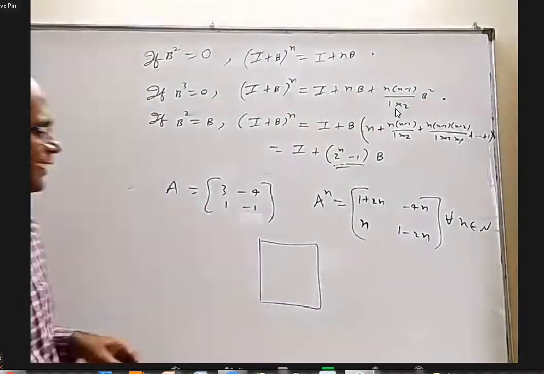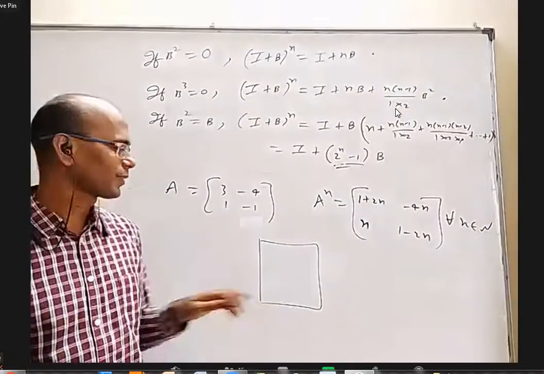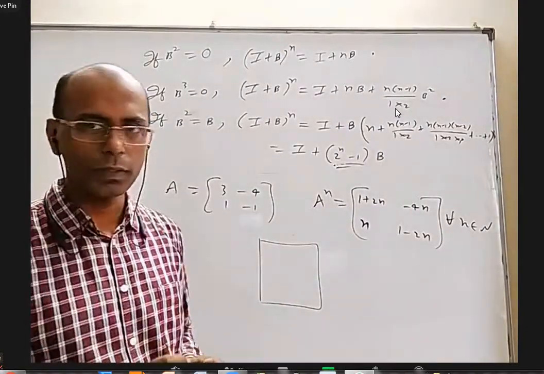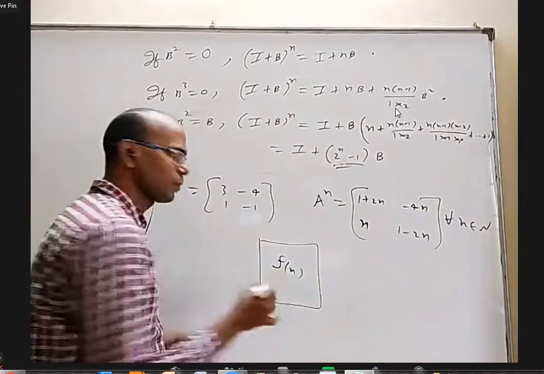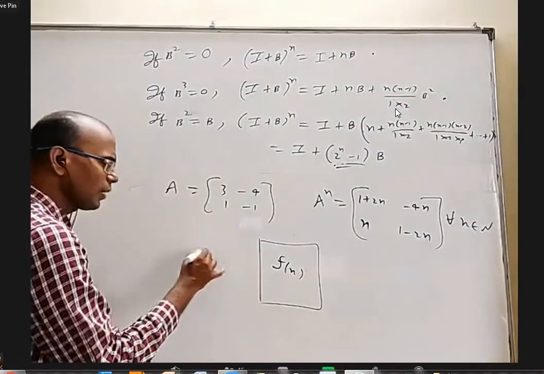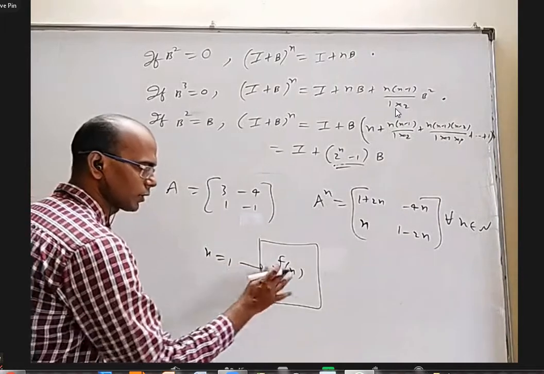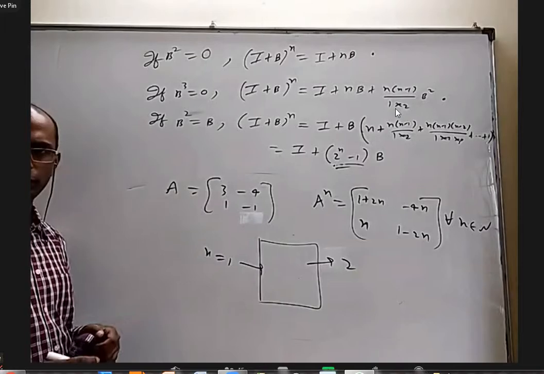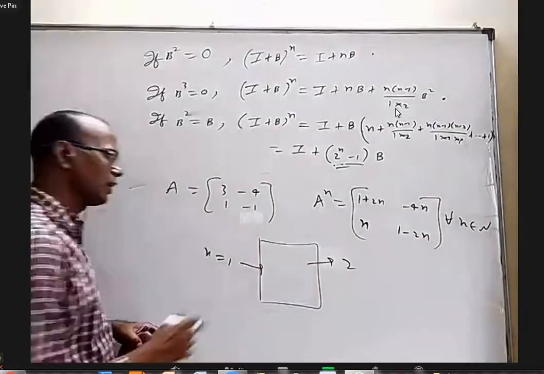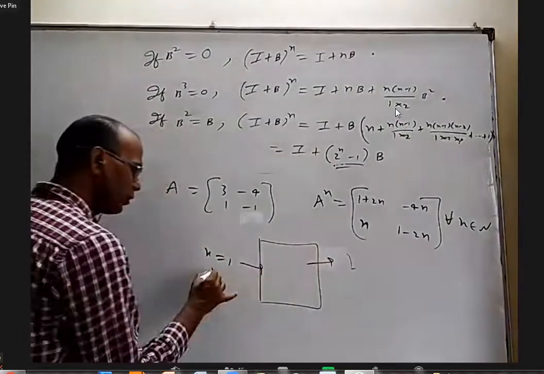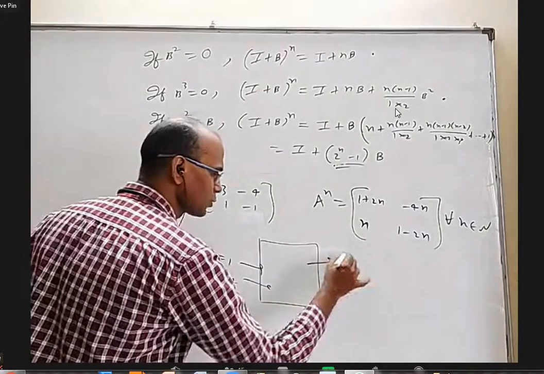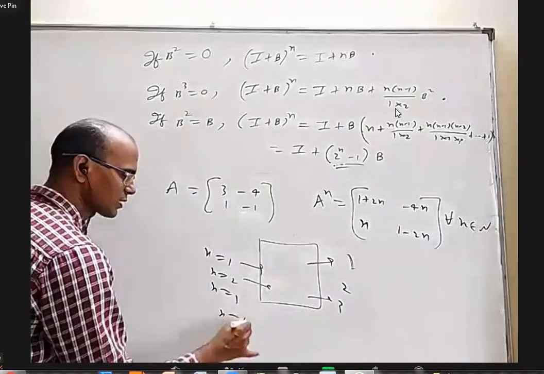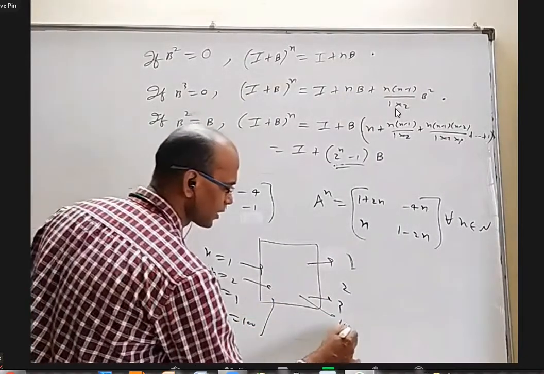Let's say we have a black box. There is a function. I don't know what the function is. Some polynomial, some f of x. When I put x equal to 1, the answer is coming 2. Let me take 1 only. When I put x equal to 2, the answer is coming 2. When I put x equal to 3, the answer is coming 3. When I kept x equal to 100, the answer is coming 100.